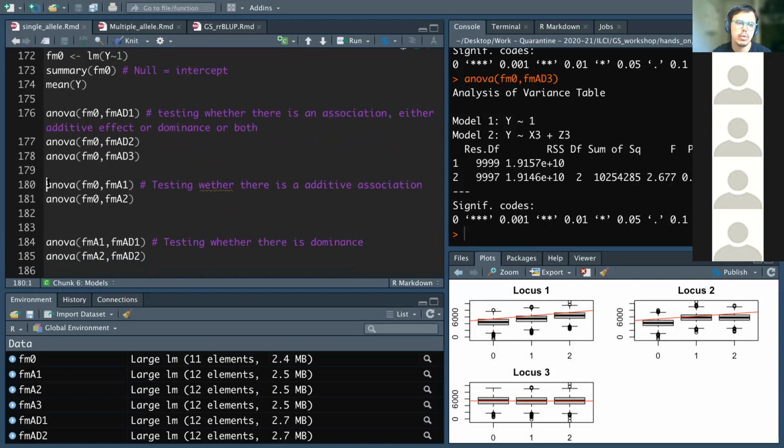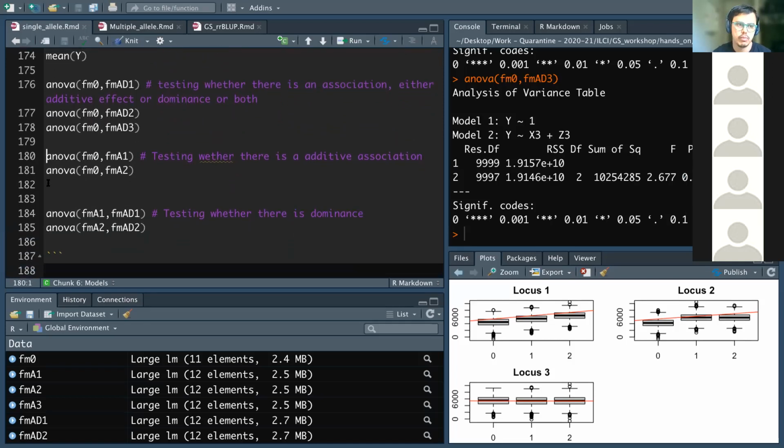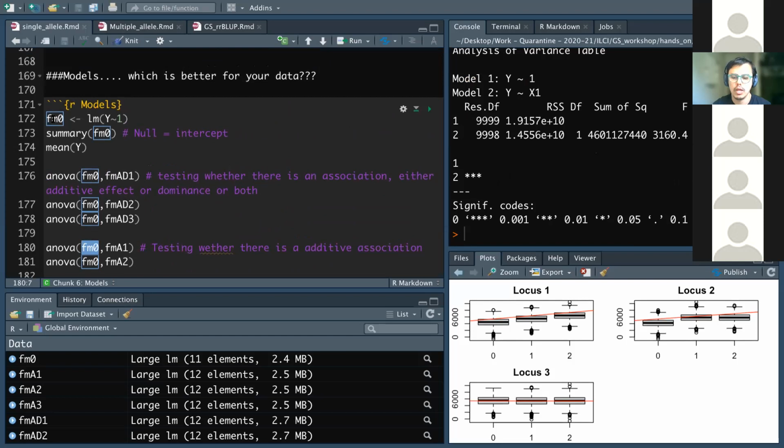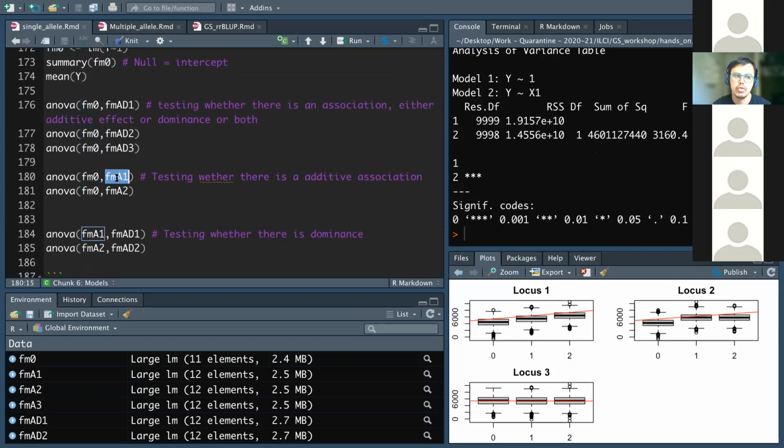And then if you want to check for a specific effect, for example here, locus 3 doesn't have a p-value lower than 0.05. So we are just going to continue using locus 1 to check if there is a difference between the null hypothesis, which is just the mean of the population, and the additive effect for locus 1. You can see here that the p-value is low, so there is an effect there. And the same for locus 2.